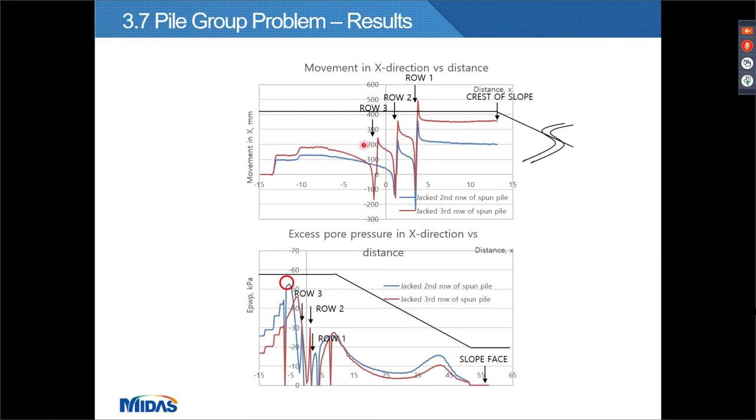This is the lateral displacement plotted against the distance at the ground level. The result shows that the slope will move about 350 mm. This is the excess pore pressure plotted against the distance at 7.5 meters below ground. The maximum excess pore pressure was observed in the soil behind row number 3. Lower excess pore pressure was observed in the soil in front of the pile. This is because the excess pore pressure is able to dissipate through the slope face.